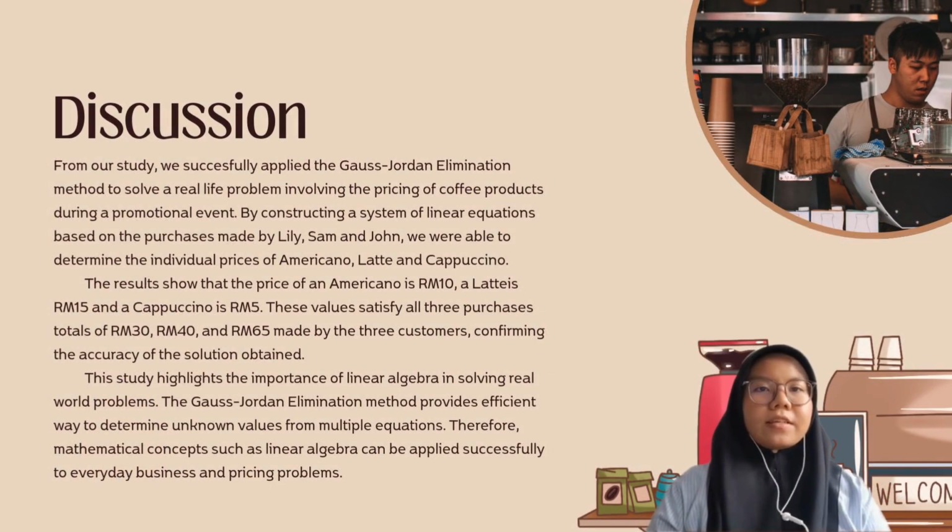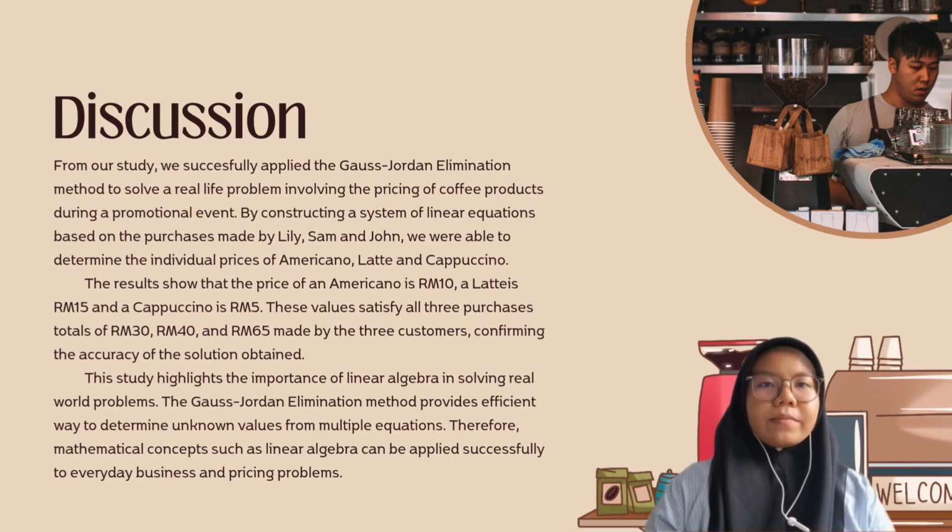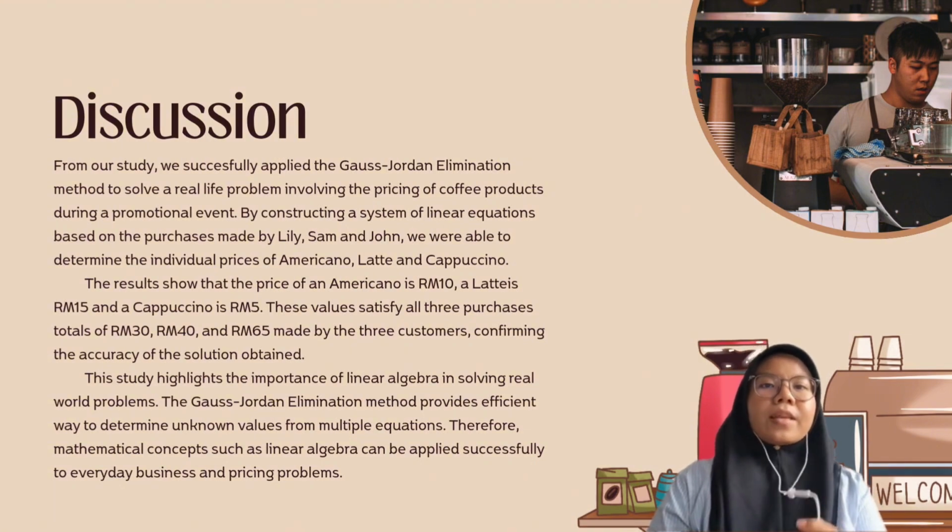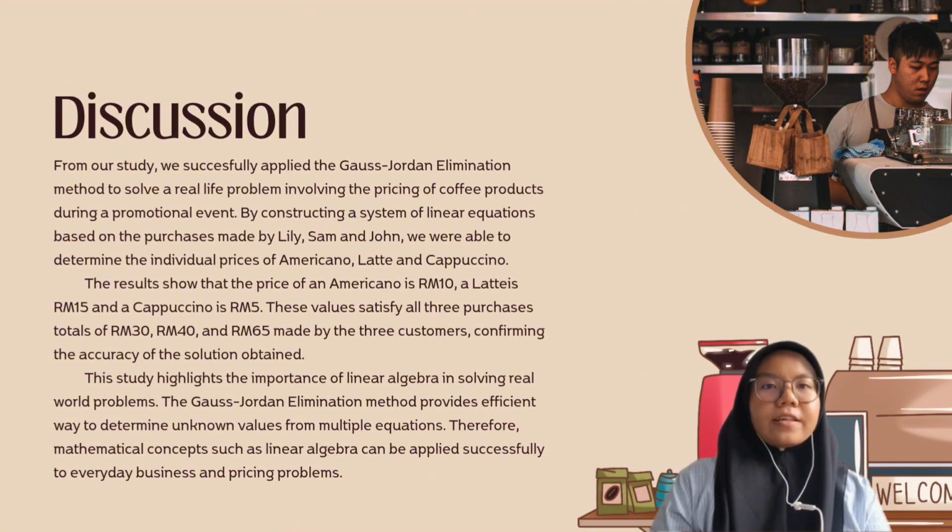From our study, we successfully applied the Gauss-Jordan Elimination Method to solve a real-life problem involving the pricing of coffee products during a promotional event. By constructing a system of linear equations based on the purchases made by Lily, Sam, and John, we were able to determine the individual prices of Americano, Latte, and Cappuccino. The results show that the price of an Americano is 10 ringgit, a latte is 15 ringgit, and a cappuccino is 5 ringgit. These values satisfy all three purchases, totals of 30 ringgit, 40 ringgit, and 65 ringgit made by the three customers, confirming the accuracy of the solution obtained.